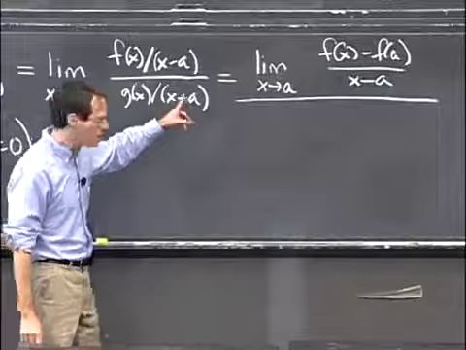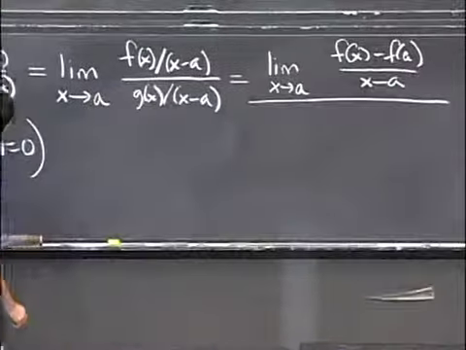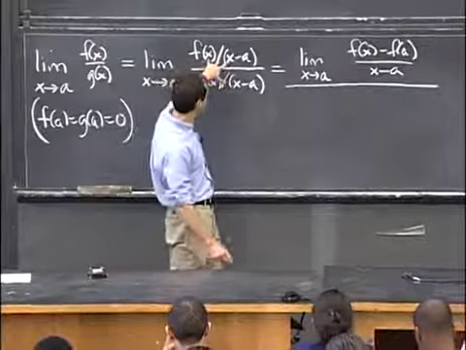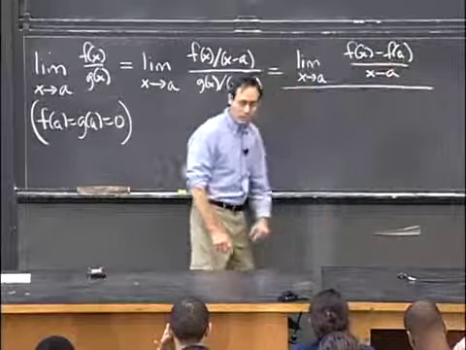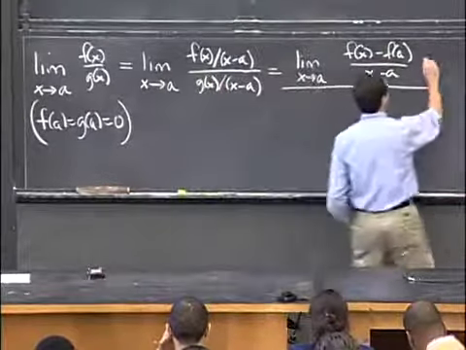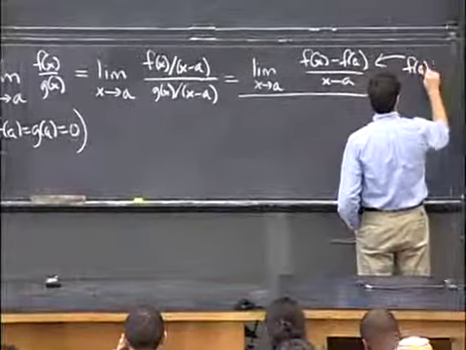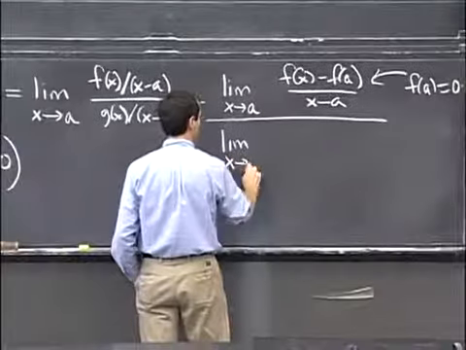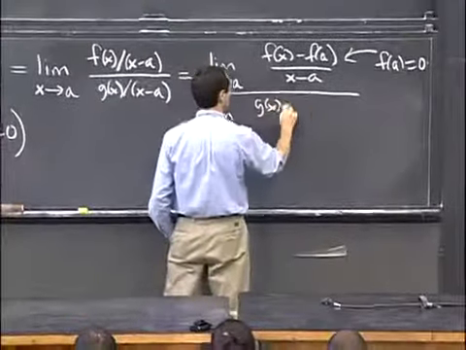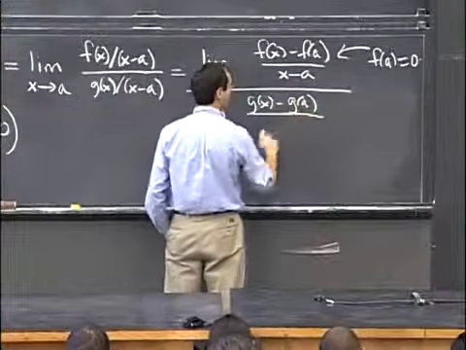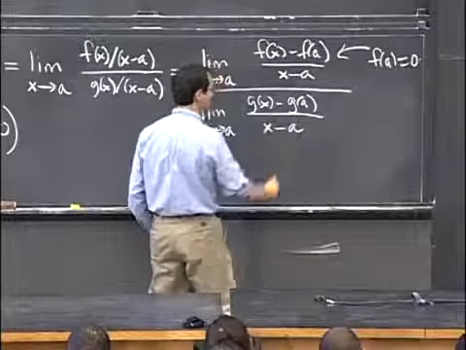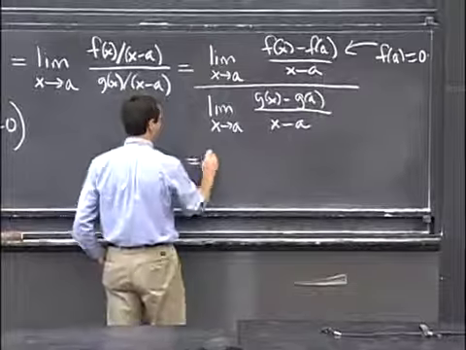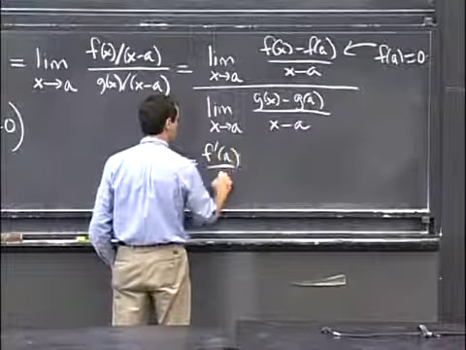So why am I allowed to do that? That's because f of a is 0. So I didn't change the numerator any by subtracting that. f of a is equal to 0. And I'll do the same thing in the denominator. Again, g of a is 0, so this is okay. And lo and behold, I know what these limits are. This is f prime of a divided by g prime of a.